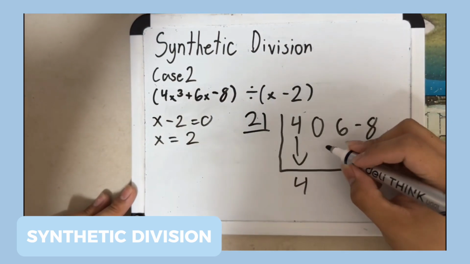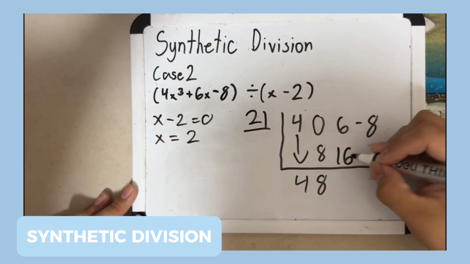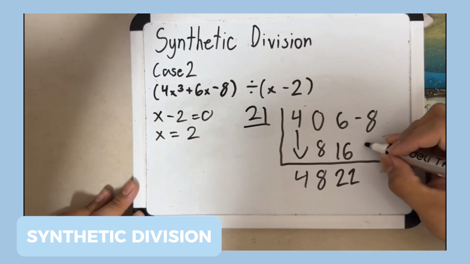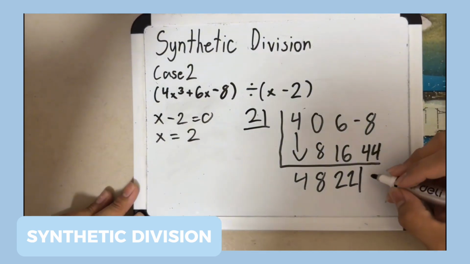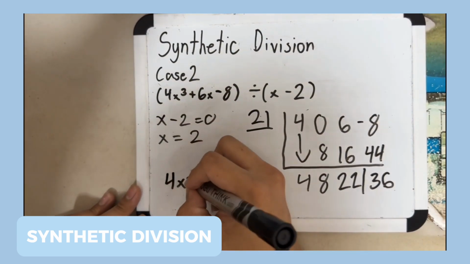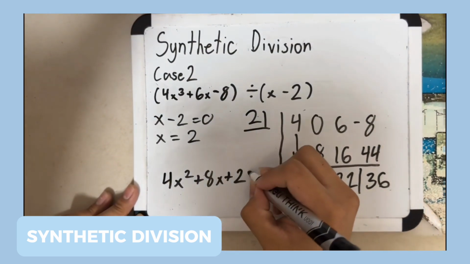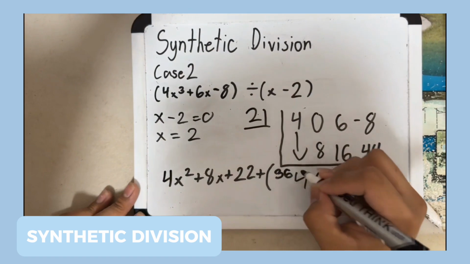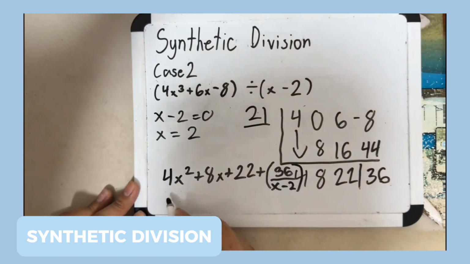4, multiply it by 2, 8. 8 plus 0 equals 8. 8 times 2 equals 16. 16 plus 6 equals 22. 22 times 2 equals 44. 44 minus 8, the remainder will be 36. So the final answer will be 4x squared plus 8x plus 22 plus 36 over x minus 2. That will be the final answer for case 2.